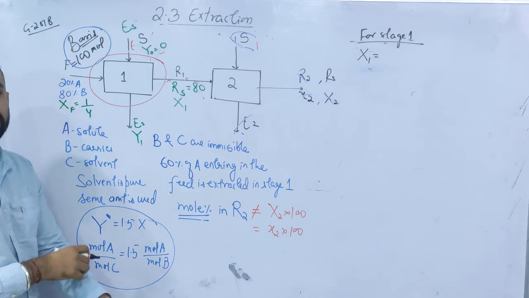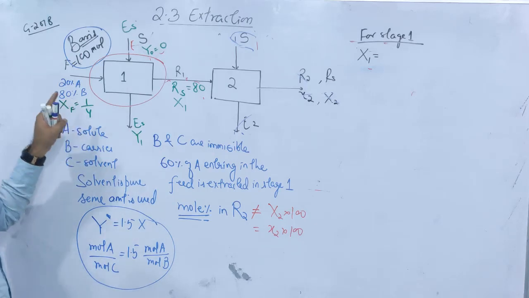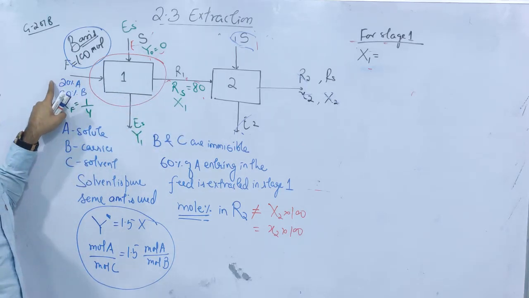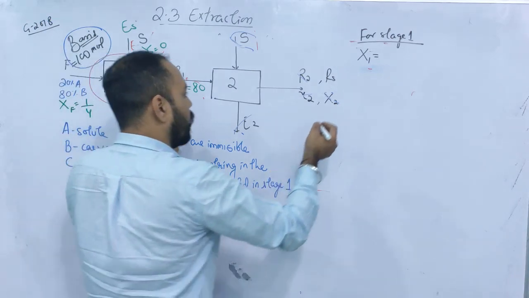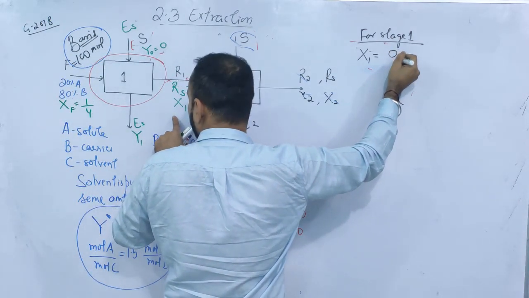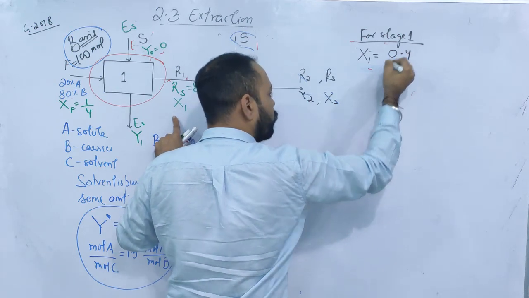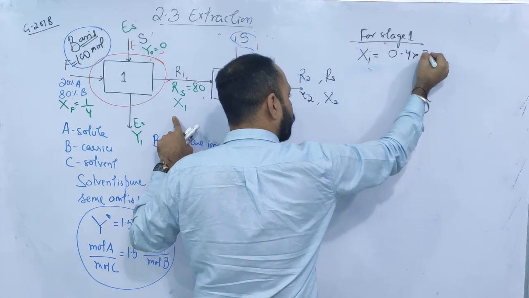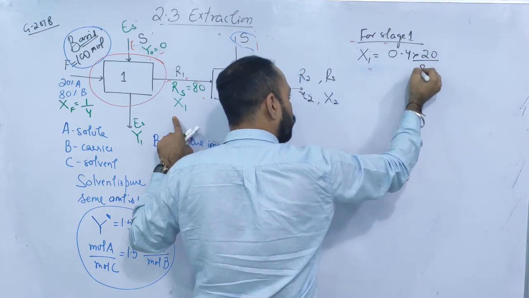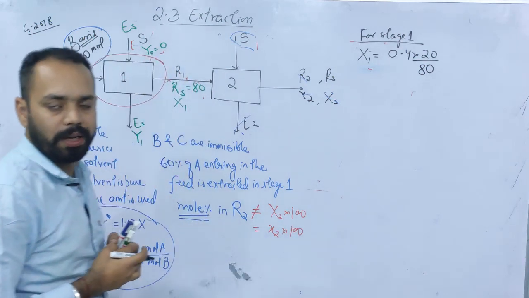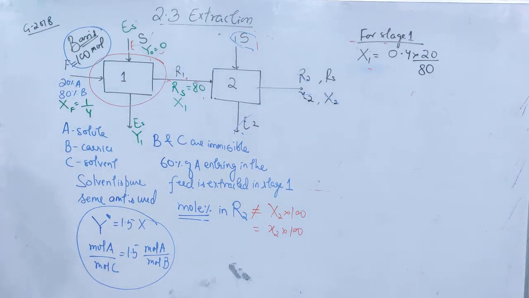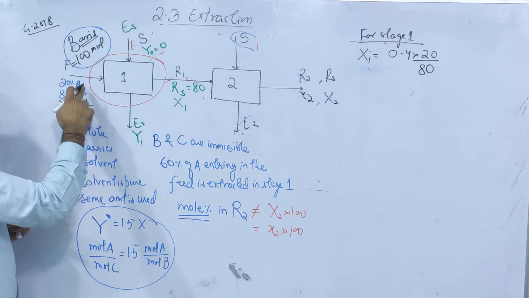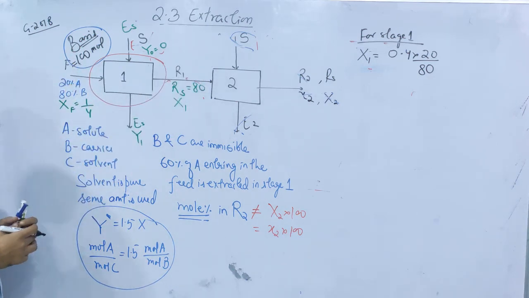60% extraction has occurred, right? What does it mean? It means that the amount of solute present here is only 40% of the initial solute. So I can say that X1 is equal to 0.4, 40% of the initial solute present, and therefore 80 is not going to change. So what is capital X1? 0.4 into 20 by 80. That I can directly write. Why? Because this 80 has not changed and 60% of solute has been removed. So only A is going to change.